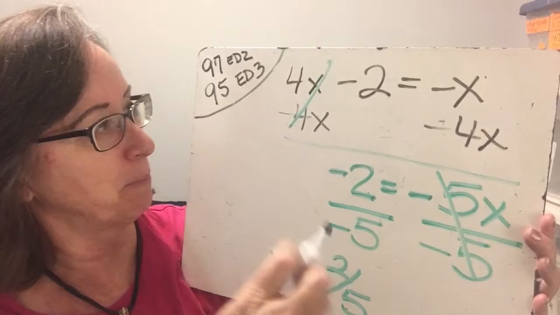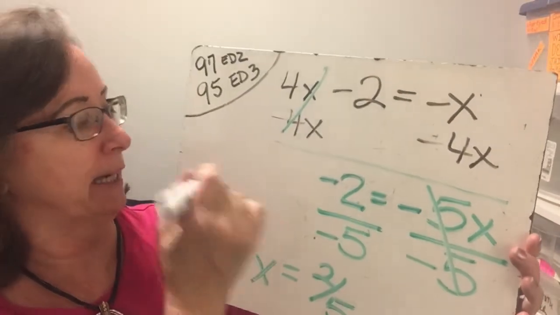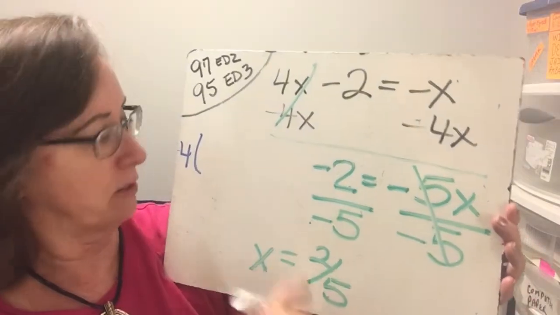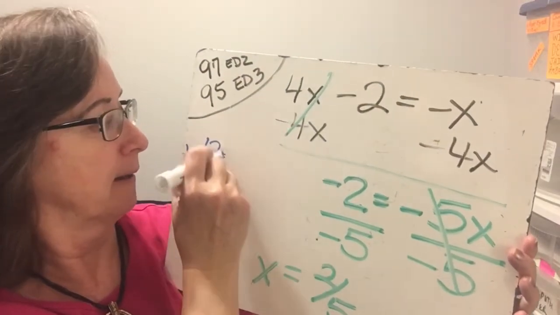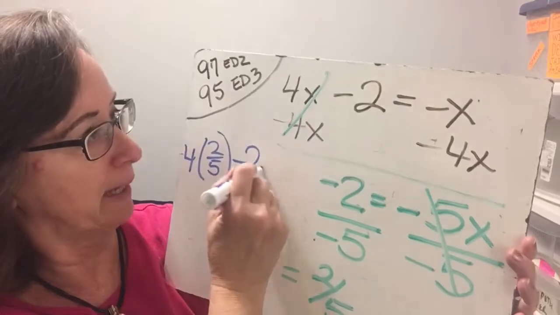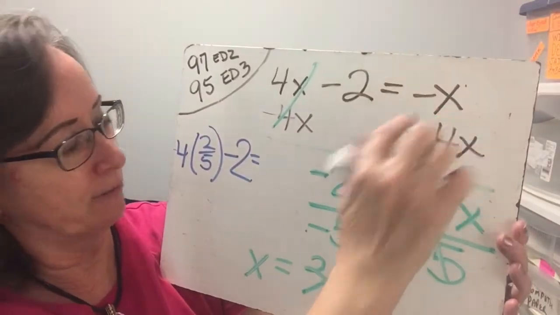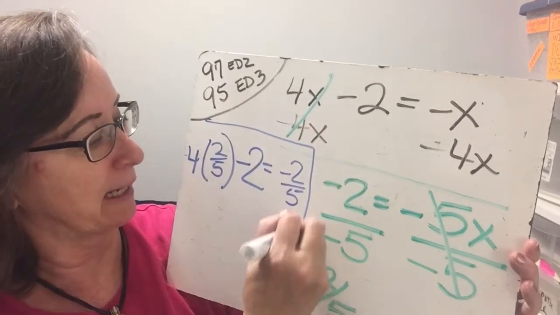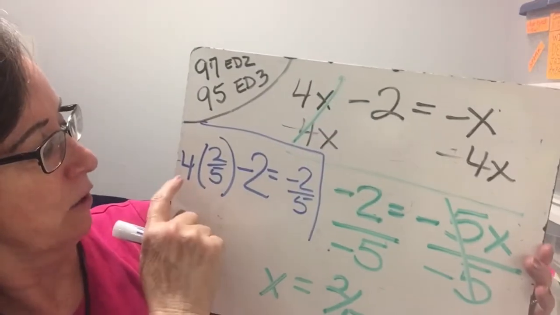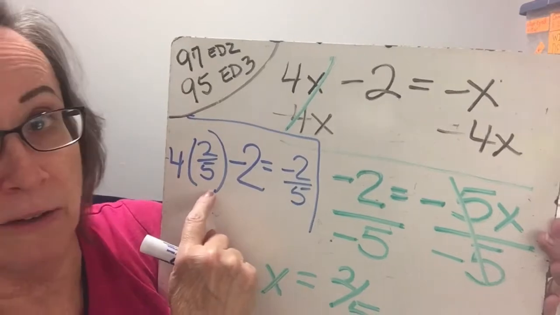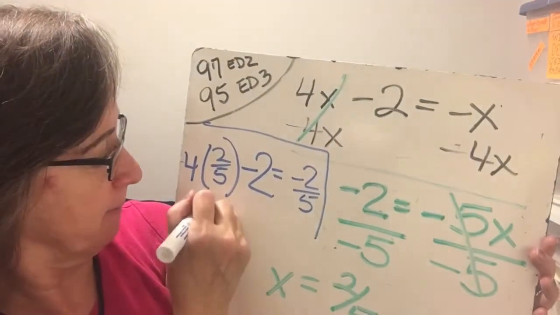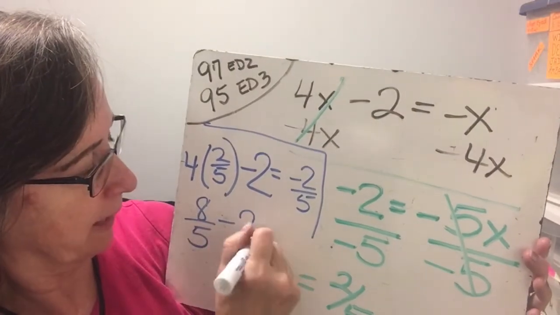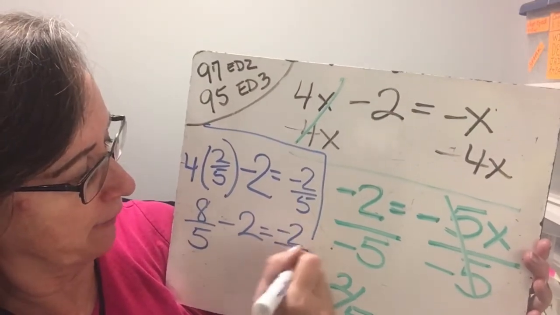So when we plug it back in, and I have room on the board to plug it in, 4 times x, and x is 2/5, minus 2 is negative 2/5. Okay, so that would be our check. Let's see if it's right. So 4 times 2/5 is 8/5. Minus 2 is negative 2/5.